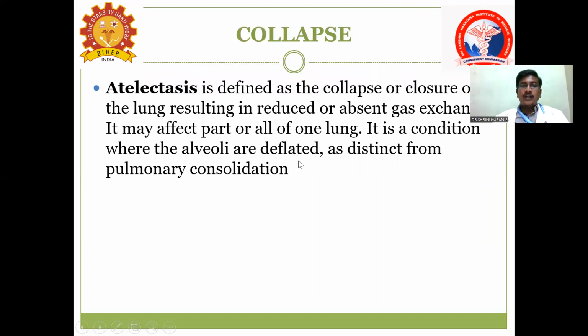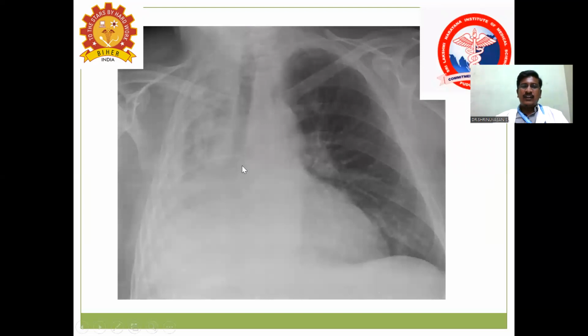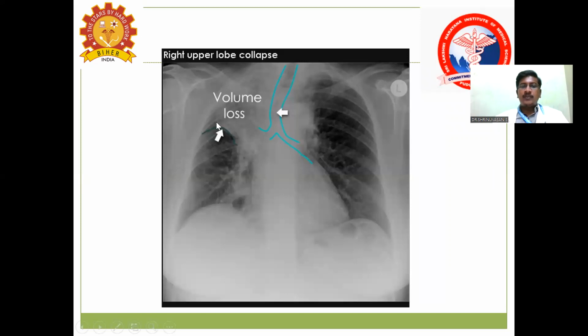Then collapse. So what do you mean by collapse? Whenever the air in the alveoli gets deflated, either due to an extrinsic cause or an intrinsic cause, it is called collapse or atelectasis. The lung is shrunken and volume is lost. This is a condition where volume loss will be there and that will pull the trachea towards the same side, and this also will produce opacity. You can see the volume loss, see the fissure is pulled and see the trachea is pulled towards the collapse side.